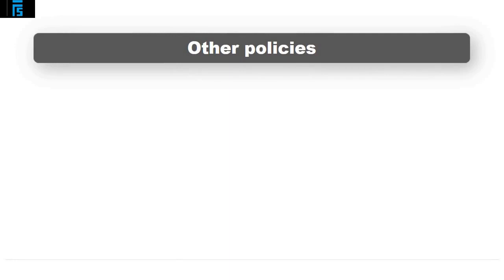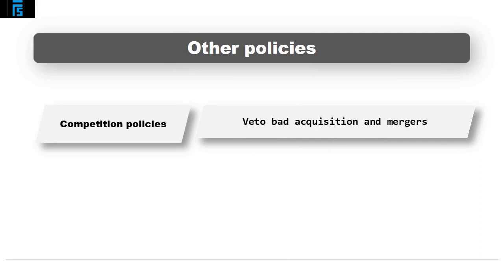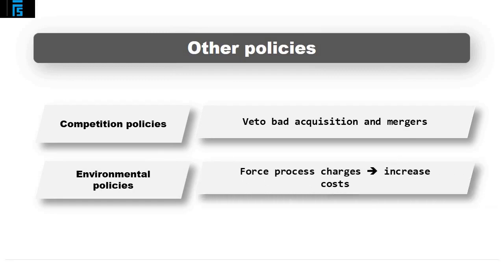Other policies. Finally, there are other government policies that could potentially impact on the decisions and actions of firms. These include competition policies that may veto acquisitions or mergers on the grounds that they would afford the firm too much power and be bad for consumers. Environmental policies may force companies to change processes or to build in safety checks to existing processes. Either could increase the operating costs.